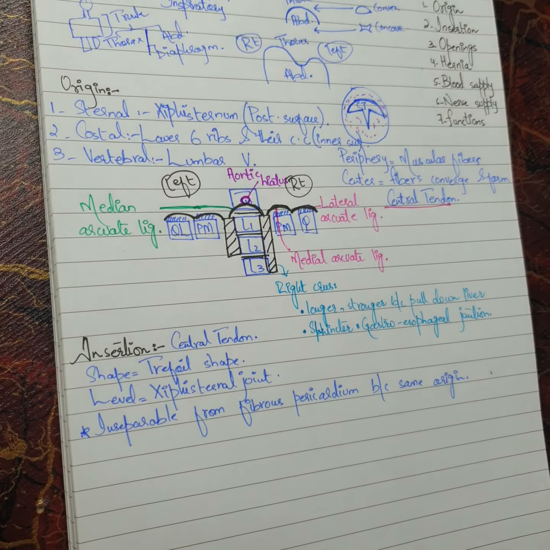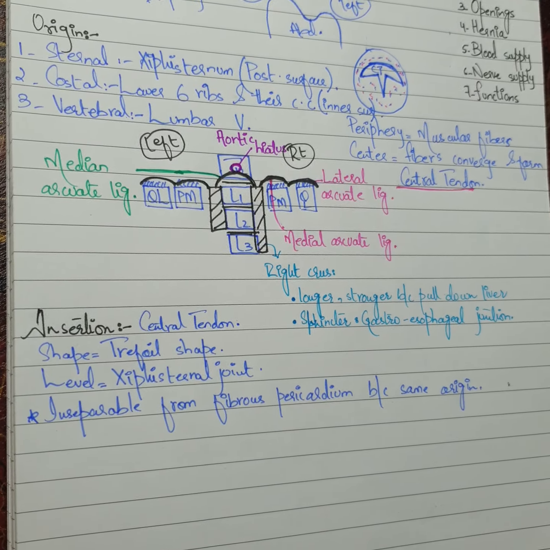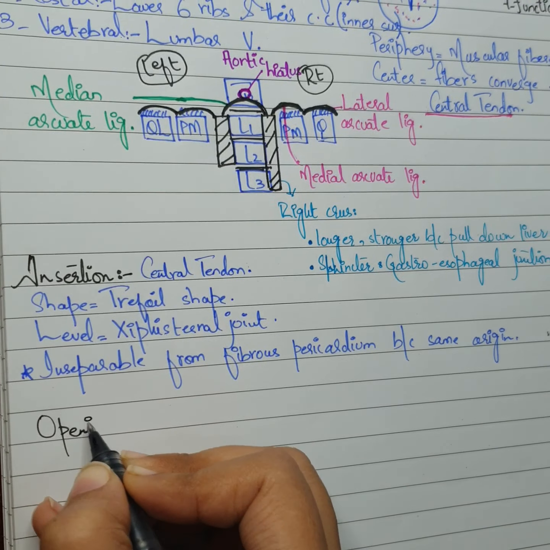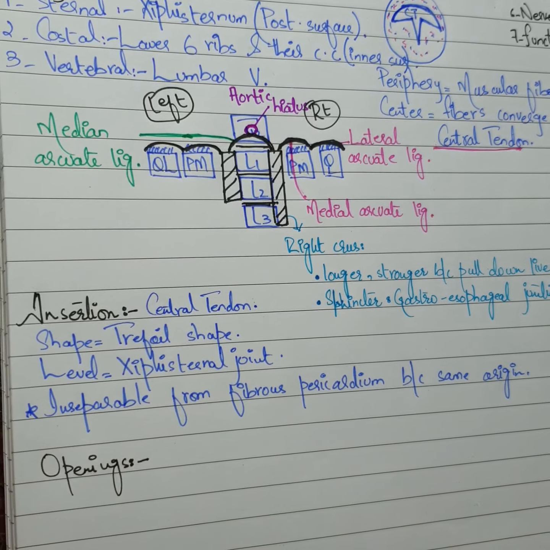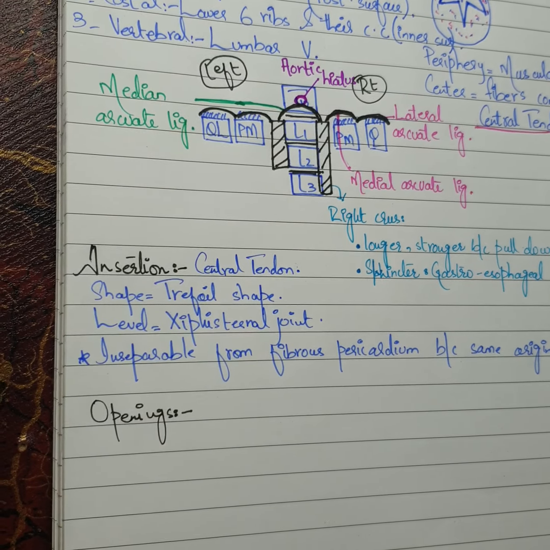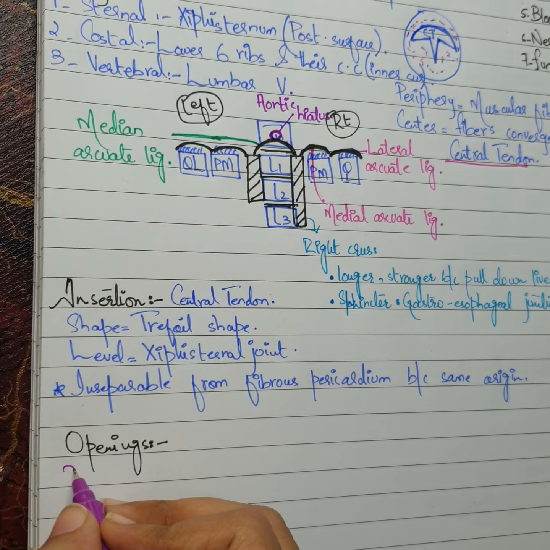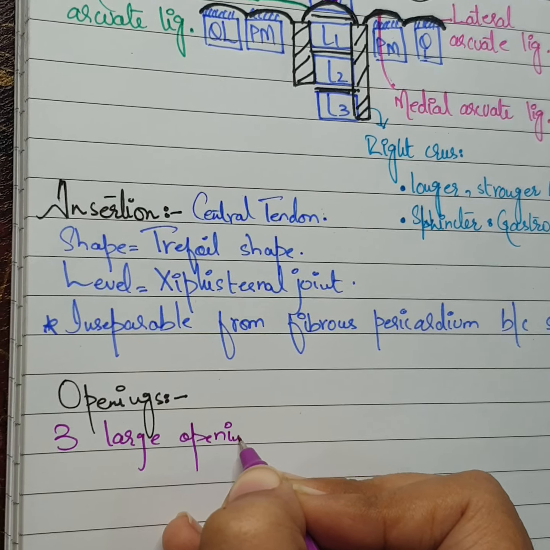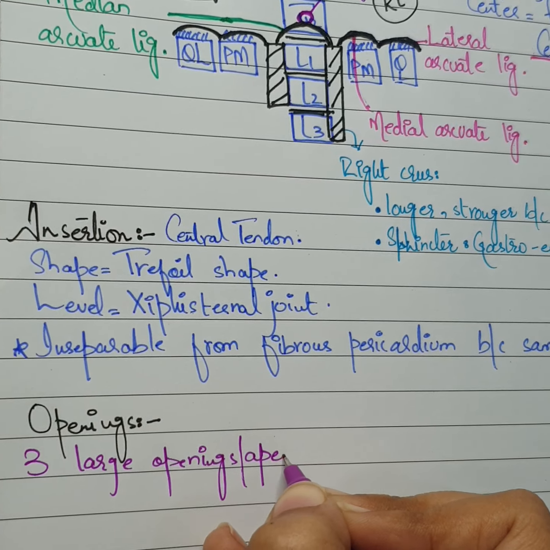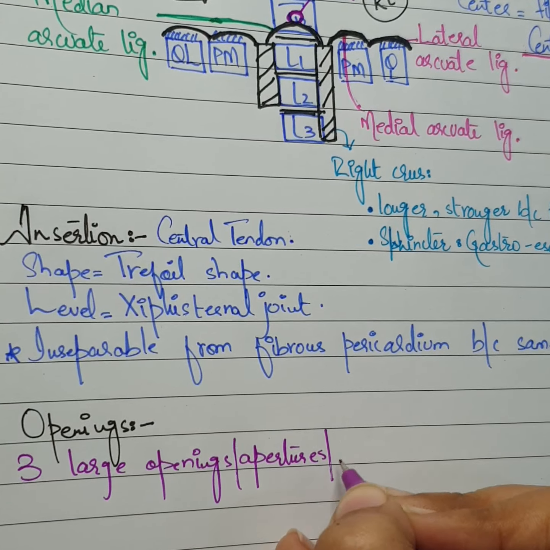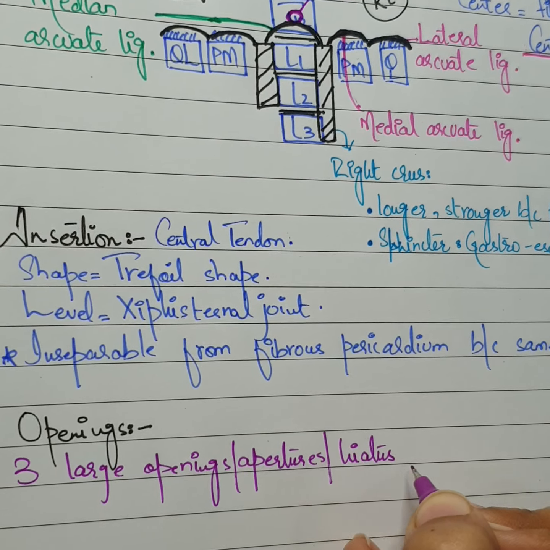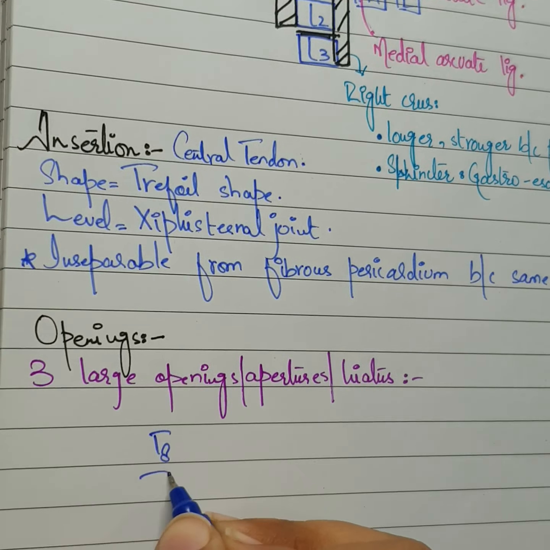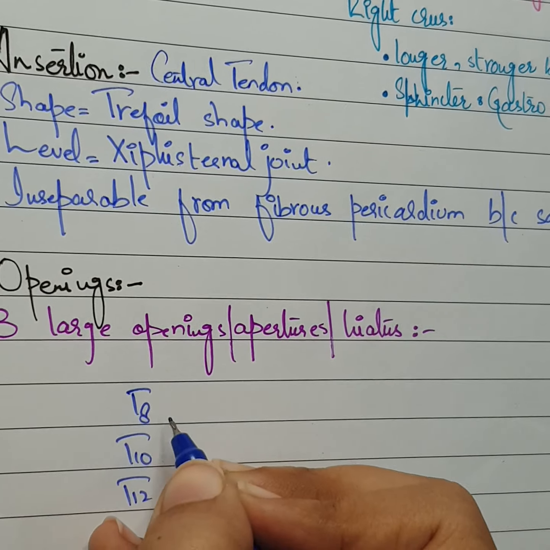Okay, so that's all about the central tendon and the insertion of diaphragm. Now we talk about the openings in diaphragm. We have 3 large openings in diaphragm and a few smaller openings. First we talk about the 3 large openings. These large openings are also called apertures and also called hiatus. These are present at the level of T8, T10 and T12.